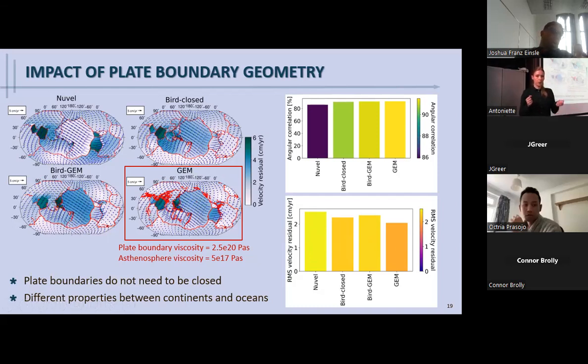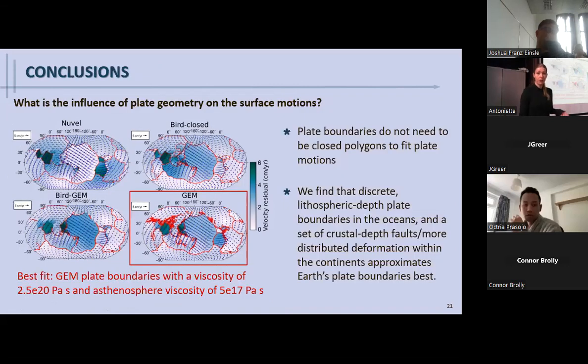So what do we learn from this about the plate boundary structure in the Earth? On the one hand, that this model has the best fit tells us the plate boundaries don't have to be closed to give us a good fit. That's something that many geodynamic models assumed, that you need a plate boundary model that has these closed boundaries that encircle the whole plate. But those models at the bottom actually give us a similarly good fit, or even a better fit.